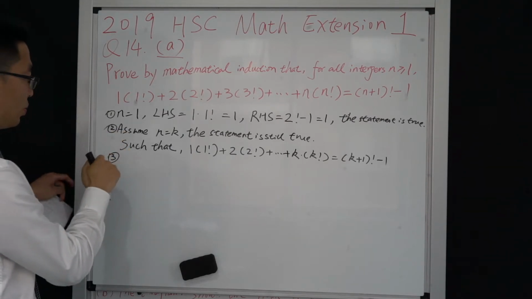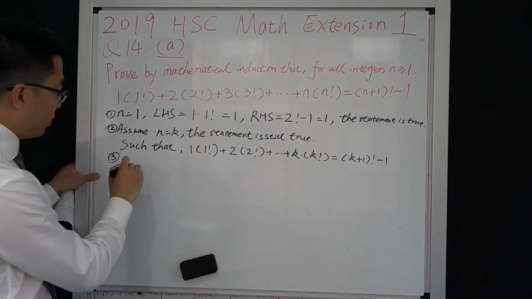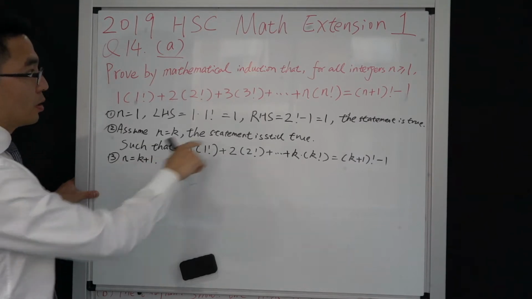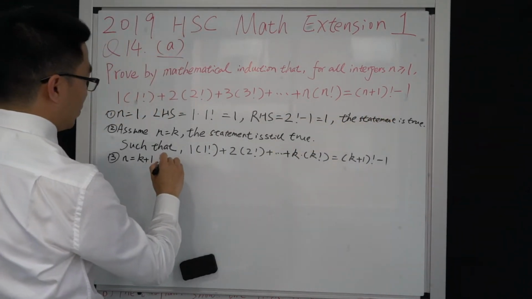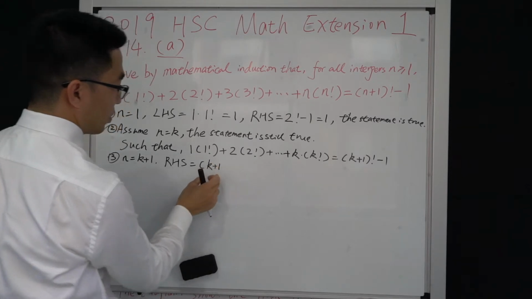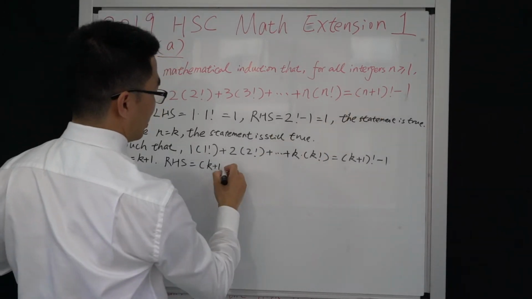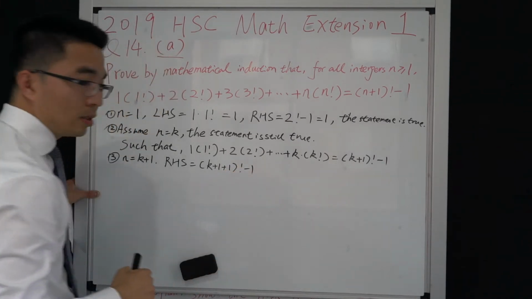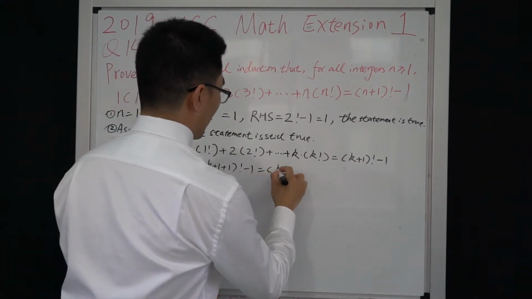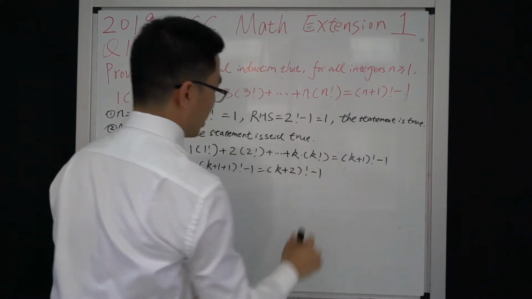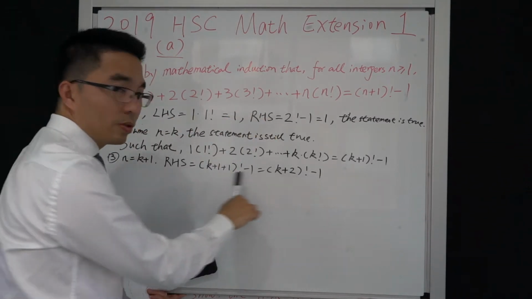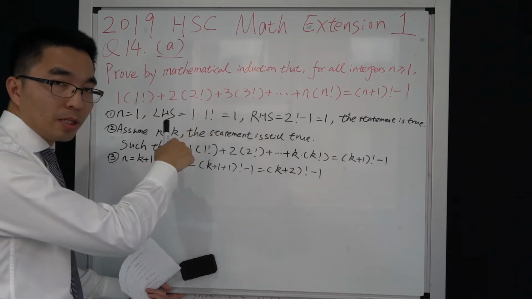Based on this assumption, we try to prove when n equal to k plus 1. For n equal to k plus 1, the right hand side equals (k plus 1) plus 1 factorial, minus 1, since this k plus 1 takes the place of n. So we have (k plus 2) factorial minus 1. So here's the right hand side. We try to prove the left hand side has the same result as the right hand side. Then we can say this statement is true by induction.